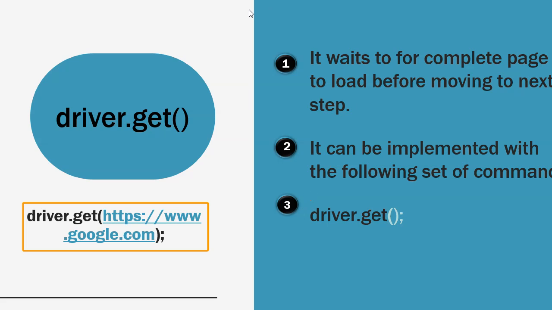The first advantage is that it waits for a complete page to load before moving to the next step. As soon as we mention driver.get and the URL, it will navigate to the URL, but before execution of the next step, it will wait for the complete page to load. On the other hand, the driver.navigate method does not wait for the complete page to get loaded. So even if the page is not loaded completely, it will start execution of the next step.